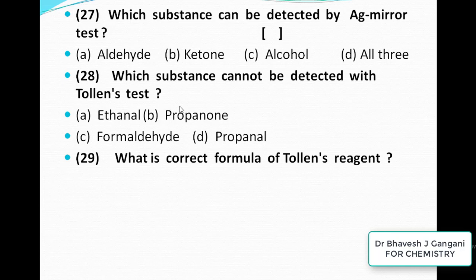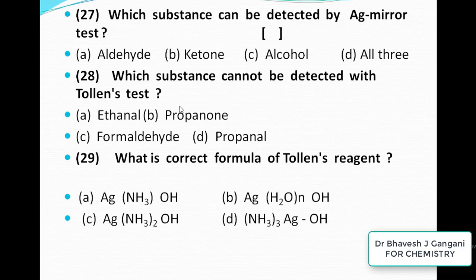Now question number 29. What is the correct formula of Tollens reagent? Now you are knowing very well. Tollens reagent is ammoniacal silver nitrate. Now ammoniacal silver nitrate, we can write it [Ag(NH3)2]OH. This [Ag(NH3)2]OH is the formula of Tollens reagent. So answer of this question is C, [Ag(NH3)2].